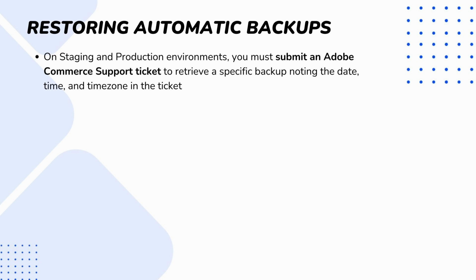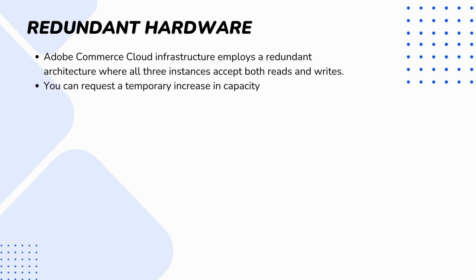And as you already know, production and staging environments are run in infrastructure as a service, where Adobe uses redundant architecture with 3 instances that all accept reads and writes, hence allowing to quickly upscale or upgrade the capacity without disturbing any services. Also, if you expect a significant increase in traffic for any event or other reason, you can simply request a temporary increase in capacity.